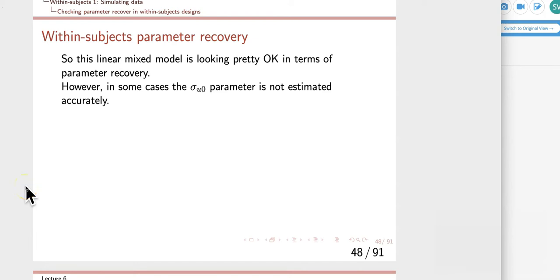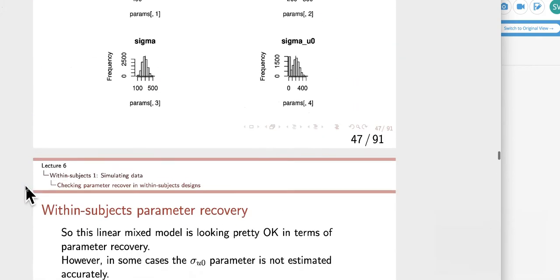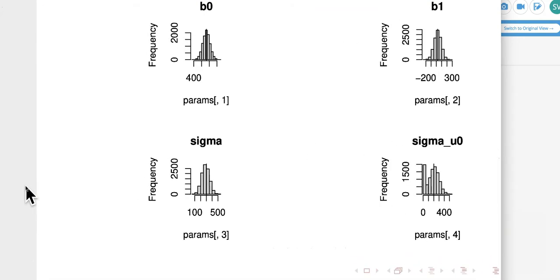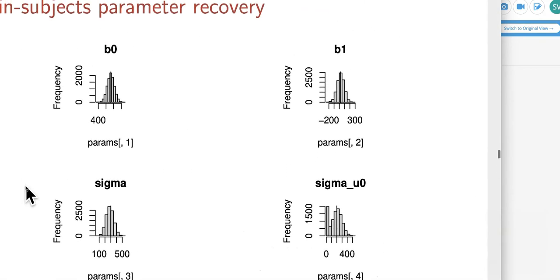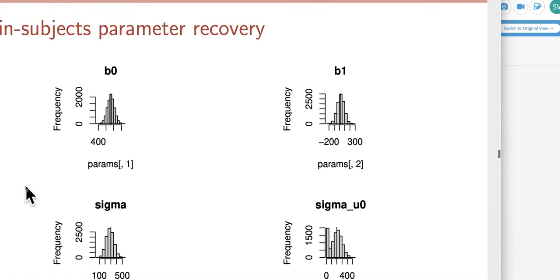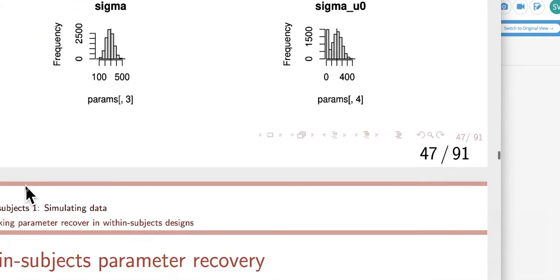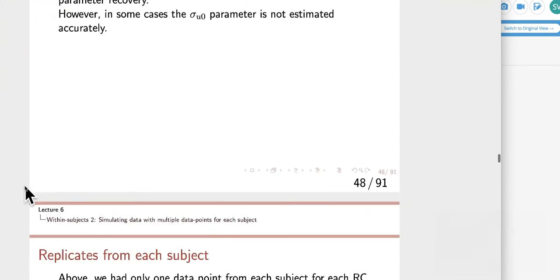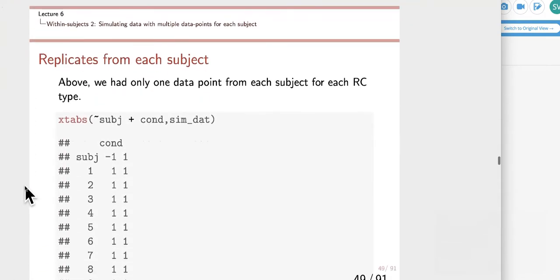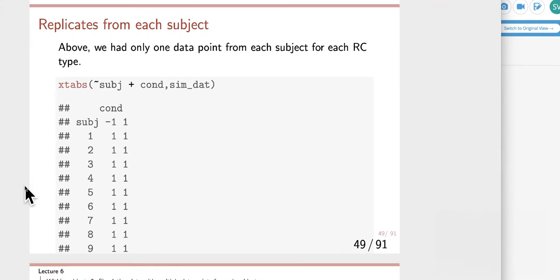Okay, so in my previous lecture on simulation, I had stopped at this point where I had shown you how you can recover, or check whether your model can recover, parameters in a fairly straightforward linear model. And so now what we're going to talk about, slide 49, is the situation where we have not one data point from each subject in each of the two conditions, but multiple data points.